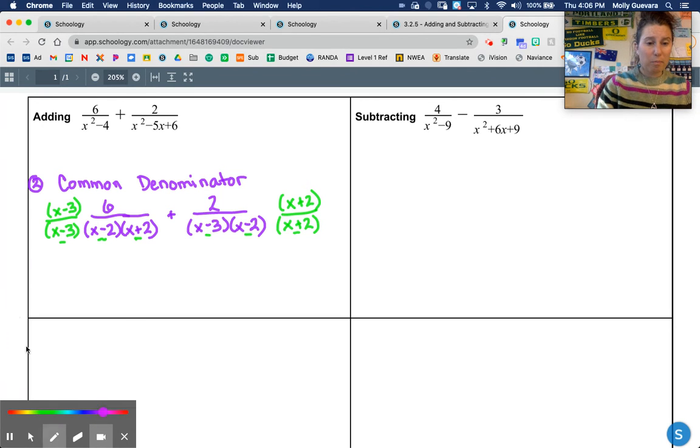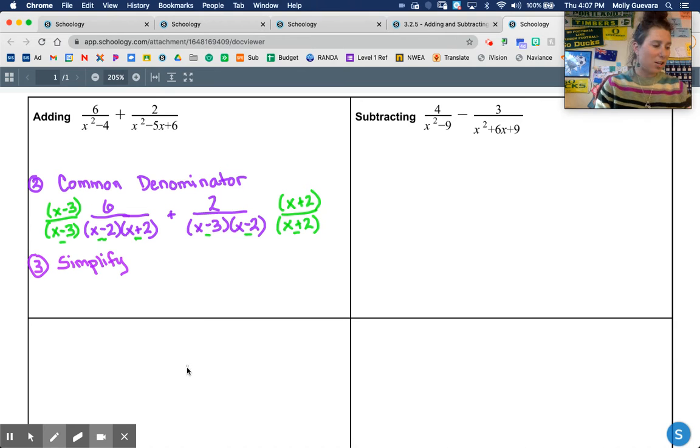So when I go back, now my third step is to simplify that. And what that looks like, I am not going to actually distribute out anything on the bottom. So on the bottom, I'm just going to leave it as x minus 3, x minus 2, x plus 2. Now on the top, I can go ahead and distribute. So I get 6x minus 18 because I distributed the 6 to both the x and the negative 3.